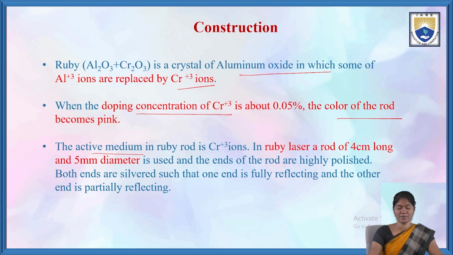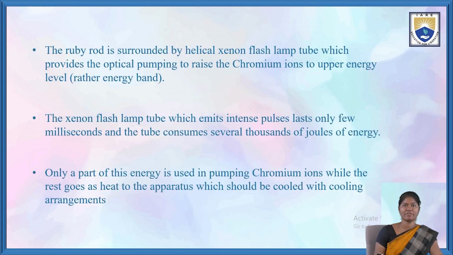The active medium in the ruby rod is chromium 3+ ions, because chromium ions act as activators. In the ruby laser, a rod 4 centimeters long and 5 millimeter in diameter is used, and the ends of the rod are highly polished. Both ends are silvered such that one end is fully reflecting and the other end is partially reflecting.